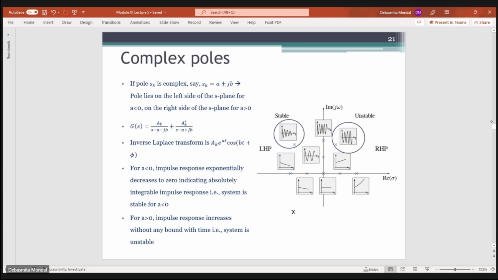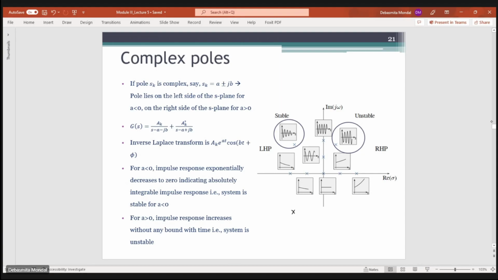And since there is an exponential term associated with it, those oscillations which are present will be governed by the exponential term. So depending on whether the exponential is a positive exponential or a negative exponential, the oscillations will either die down with time or keep on increasing with time.